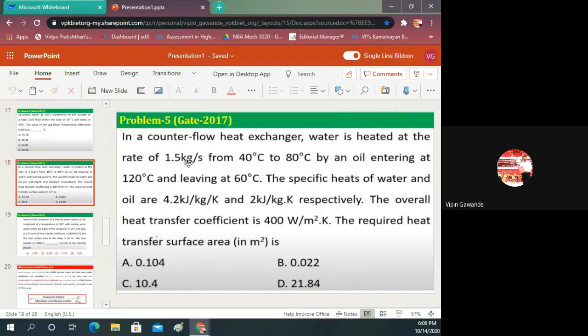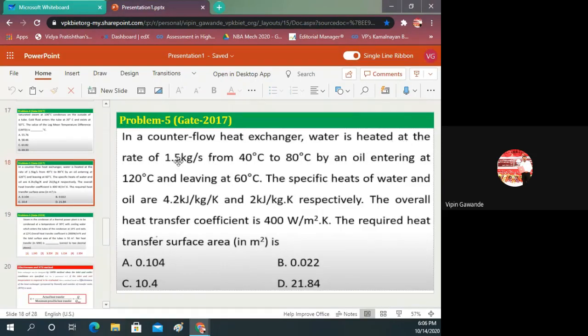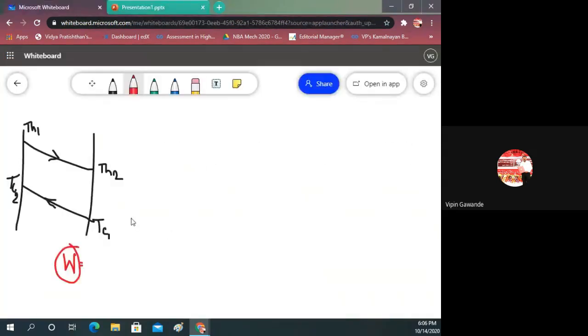Water is heated at the rate of 1.5 kg per second. Now water is given. Water is always a cold fluid. So MC is equal to 1.5 kg per second. This is the cold fluid.